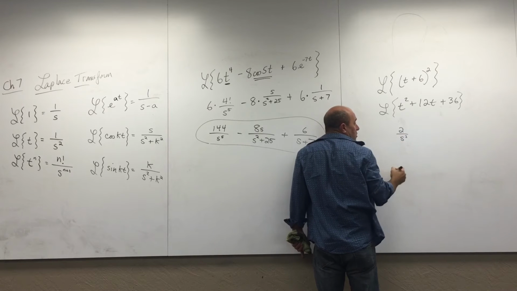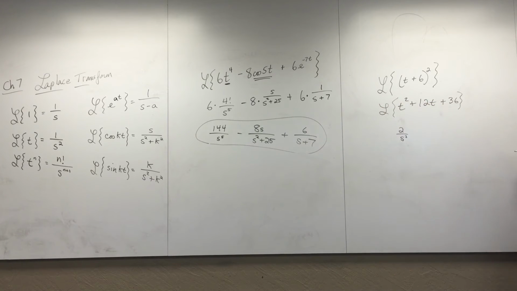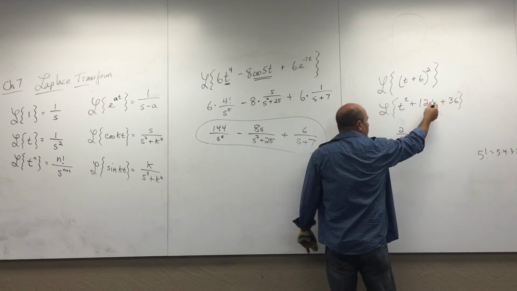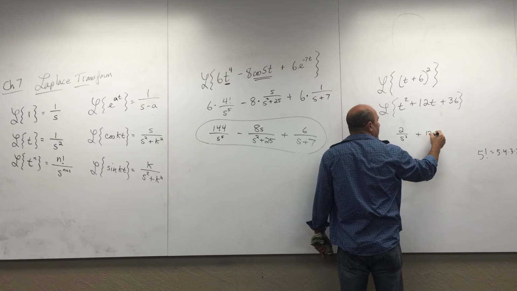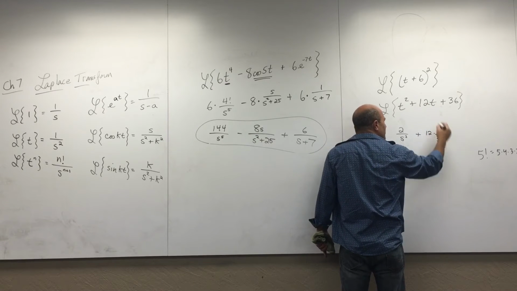You guys know about factorials, right? You know what a 5 factorial is? 5 times 4 times 3 times 2 times 1, right? Okay. 12t. Well, that's a positive 12 times 1 over s squared. That's what t is.